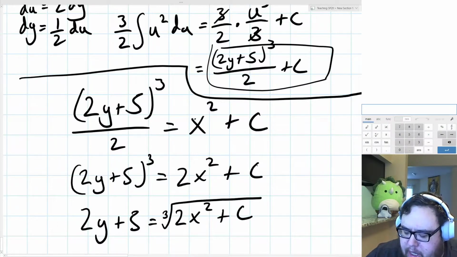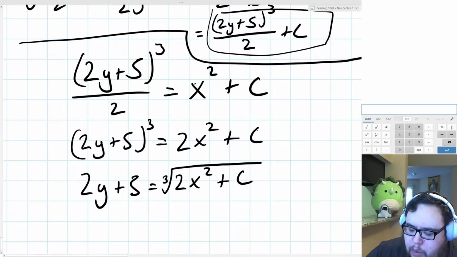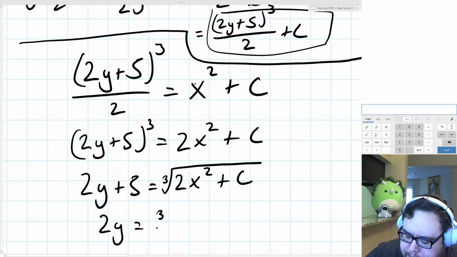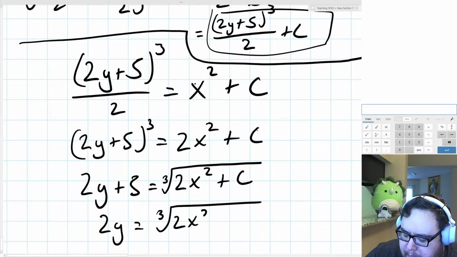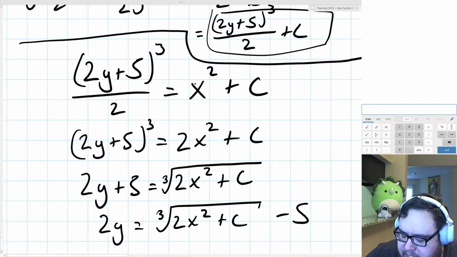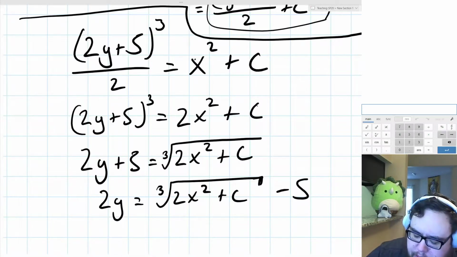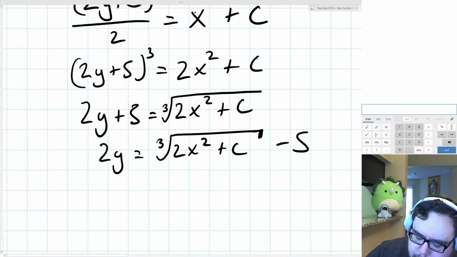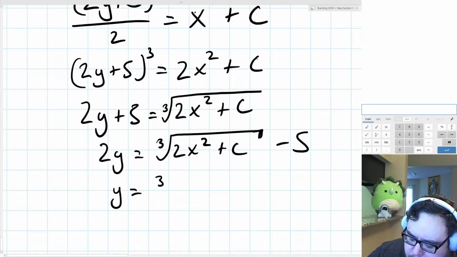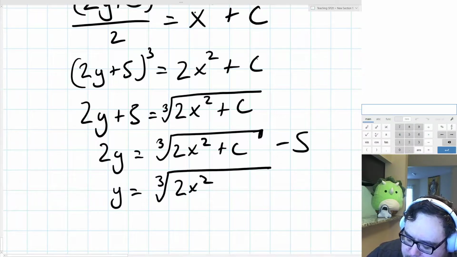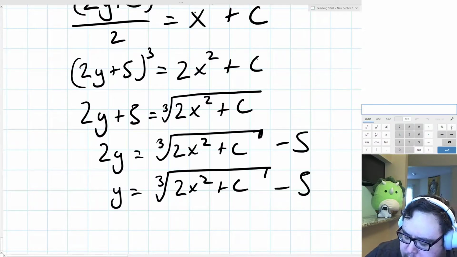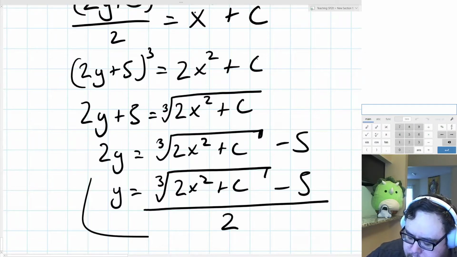Now we can't really just combine all of our constants anymore. When I subtract 5 here and get 2y is equal to the cube root of 2x squared plus a constant, minus 5, this doesn't get rolled into the constant anymore, because the constant is now inside of this cube root, so I'm not just directly subtracting 5 from it. And similarly, when we divide by 2 here, we can't just roll that into the constant either. So we end up with y is equal to the cube root of 2x squared plus a constant, minus 5, divided by 2, is our solution.